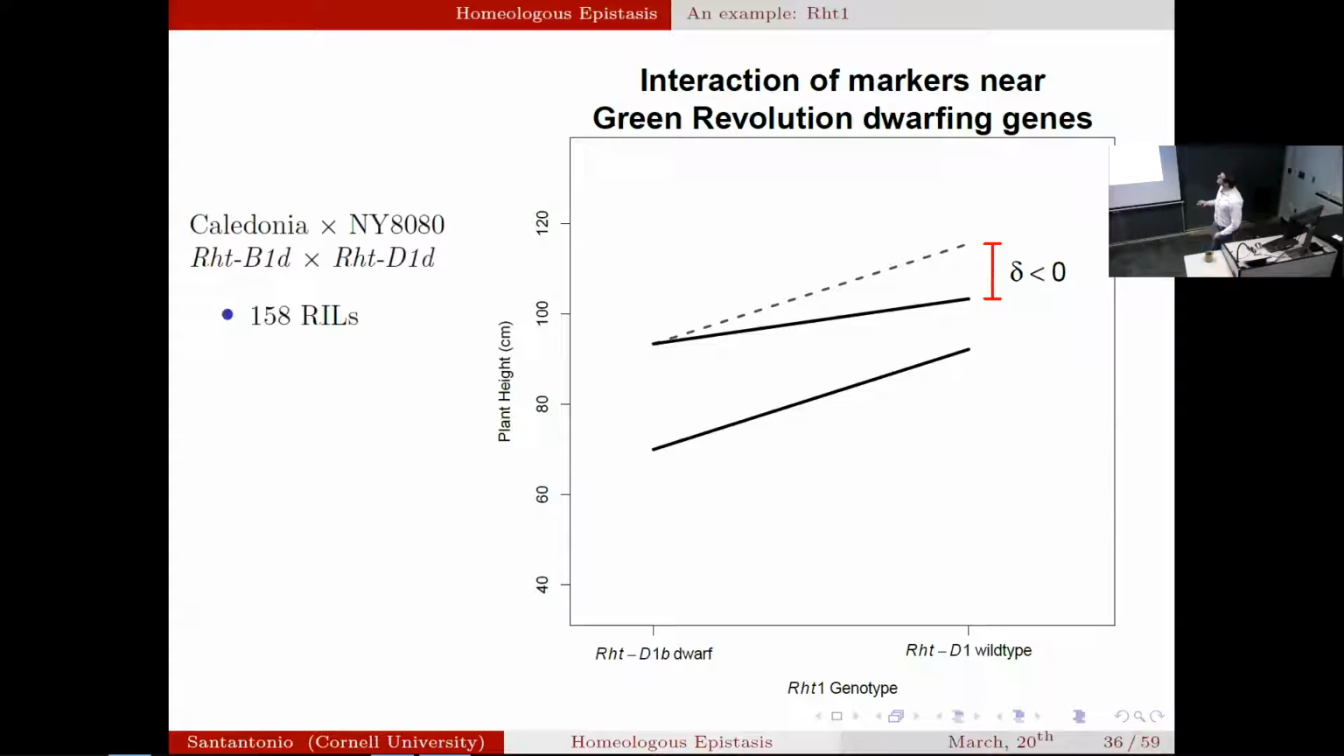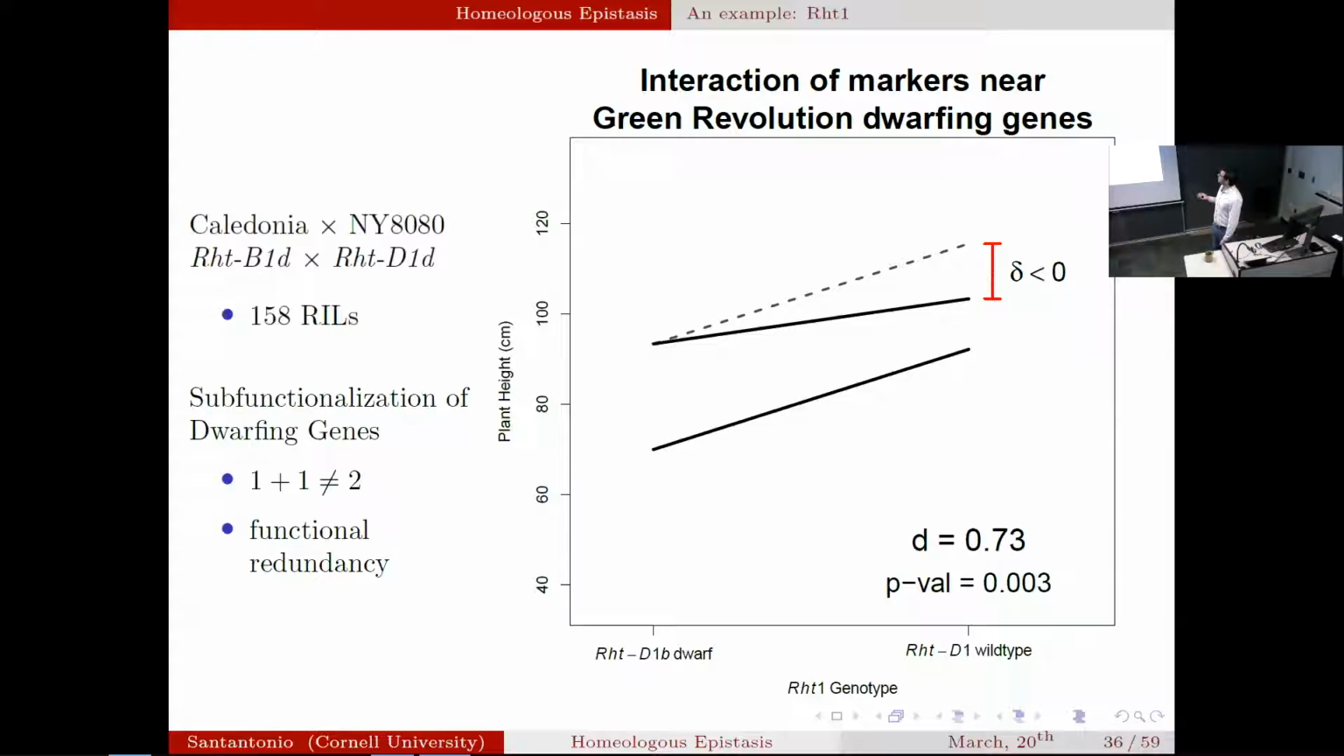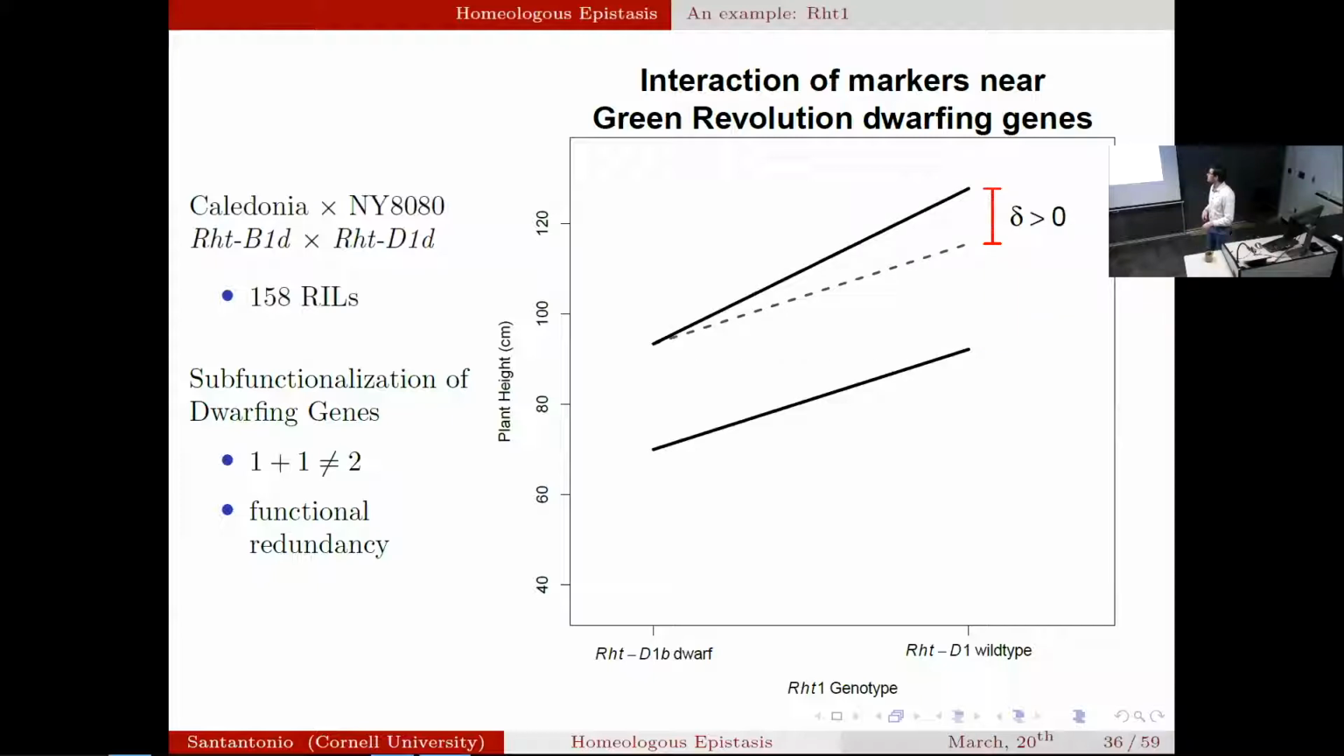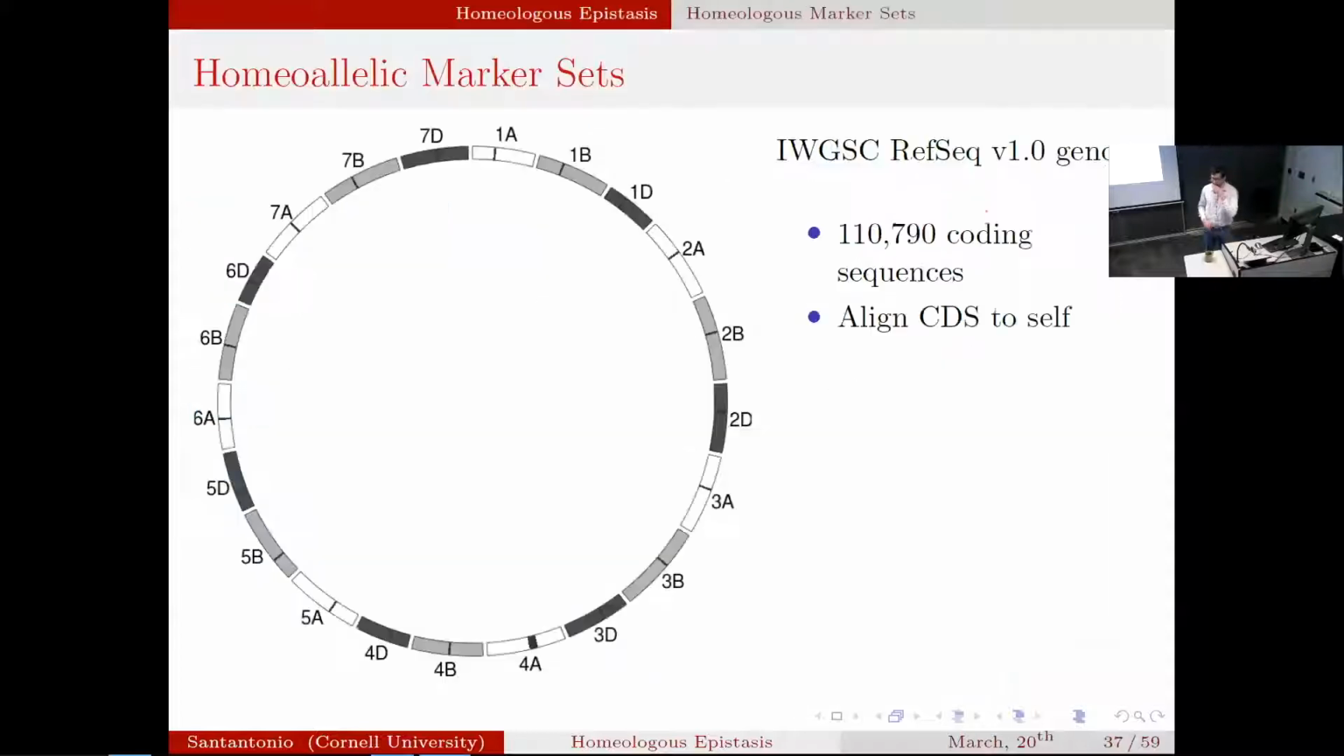This value delta is how we can estimate this directly, and we can calculate this divergence coefficient D. This is a great example of 1 + 1 does not equal 2. There is some functional redundancy between these two genes. Now, this is different from pure redundancy, in which case you would see this, where this delta is exactly, where this slope is now flat. So one or the other gives you the wild type phenotype. And this is obviously different from seeing an increase in response.